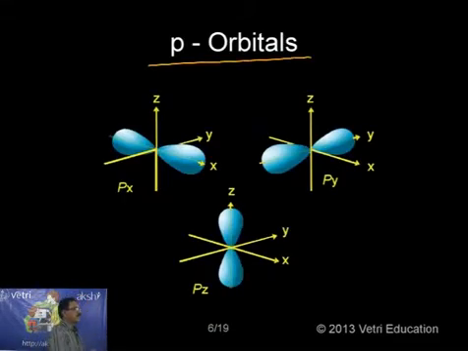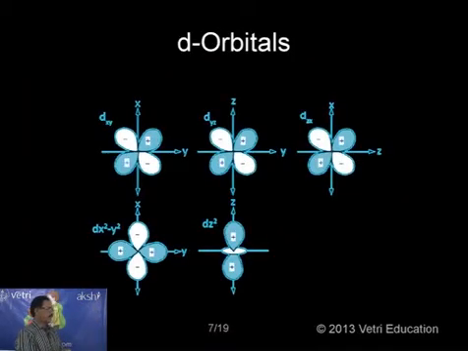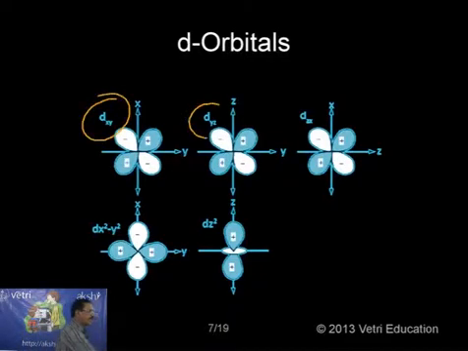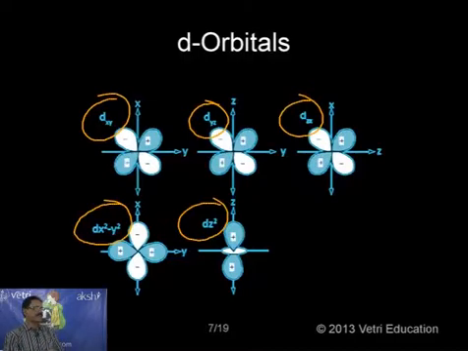The next one is the P orbitals. There are 3 P orbitals, Px, Py and Pz. The orbital orienting along the x-axis is Px, along the y-axis is Py, and along the z-axis is Pz. So there are 3 P orbitals. Coming to the D orbitals, there are 5 D orbitals: dxy, dyz, dzx, dx²−y², and dz².